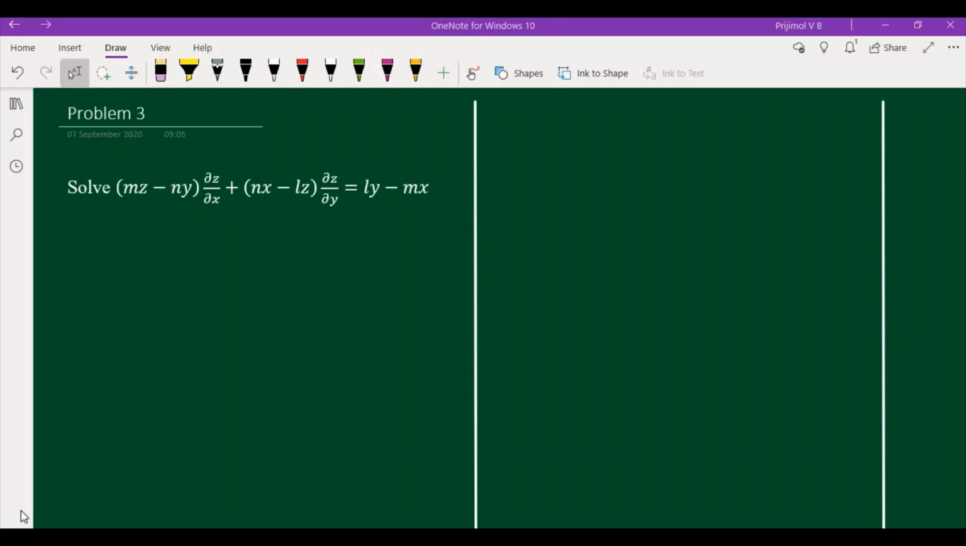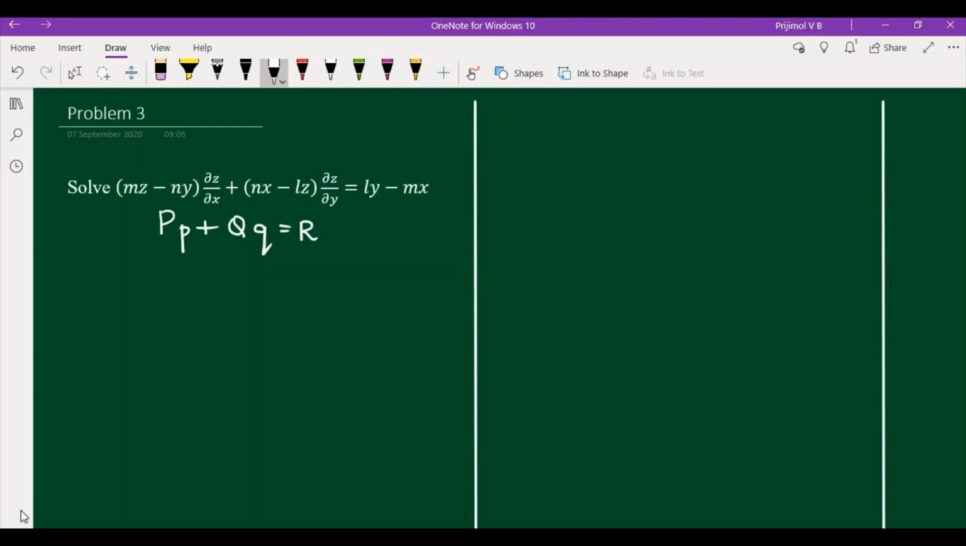Problem 3. Solve (mz minus ny) dou z by dou x plus (nx minus lz) dou z by dou y equal to ly minus mx. Now this equation appears in the form capital P small p plus capital Q small q equal to capital R, where small p is dou z by dou x, small q is dou z by dou y, and P, Q, R are the functions of x, y, z.